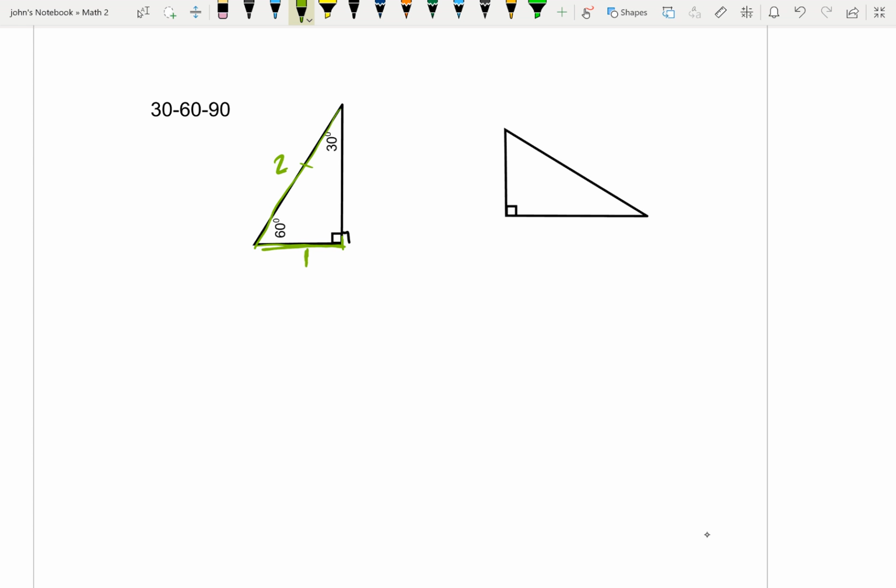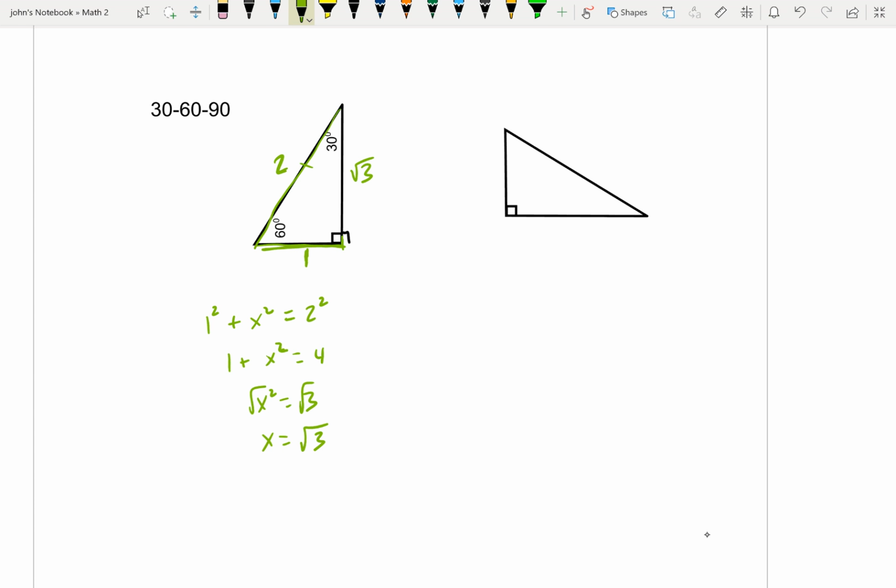Let's find out what the third side is. So I'm going to put an x over there. I'm just going to use Pythagorean theorem. So I'm going to go 1 squared plus x squared equals 2 squared. So that's 1 plus x squared equals 4, minus the 1, x squared equals 3. Take the square root. We don't have to worry about the plus or minus because it has to be a plus. So this side over here comes out to be the square root of 3.